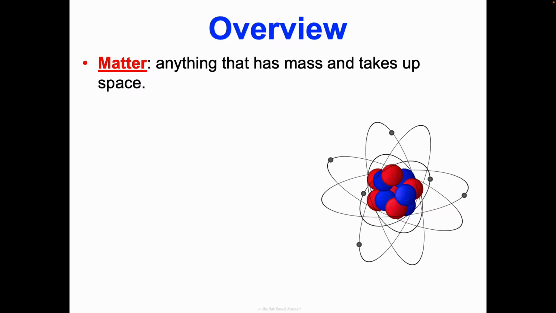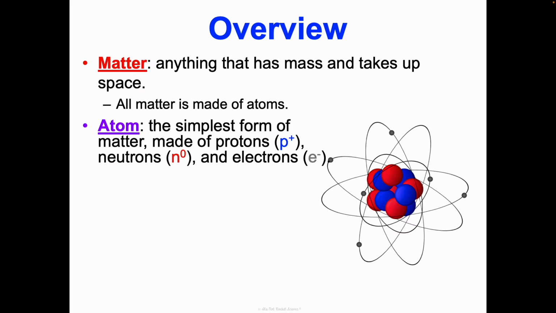You have to know what matter is. Matter is anything that has mass and takes up space, and all matter is made of atoms. So an atom is the simplest form of matter. It is made of protons, which have a positive charge, which is why we can abbreviate them in our notes. Instead of writing proton, you can always write a lowercase p with the superscript positive sign. They're made of neutrons, which are neutral, thus a zero, and electrons, which have a negative charge.